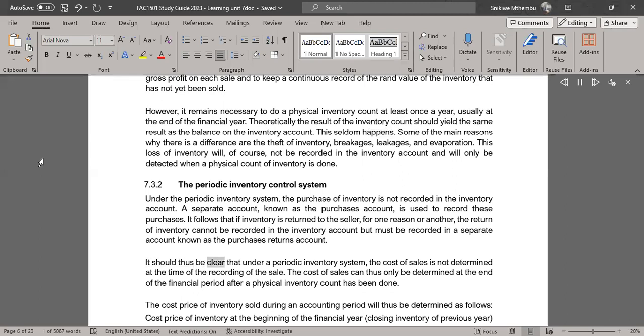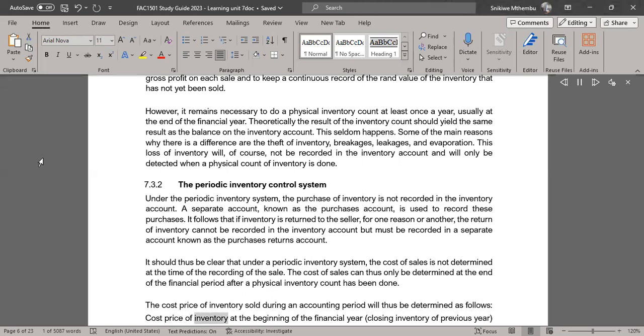It should thus be clear that under a periodic inventory system, the cost of sales is not determined at the time of the recording of the sale. The cost of sales can thus only be determined at the end of the financial period after a physical inventory count has been done. The cost price of inventory sold during an accounting period will thus be determined as follows.